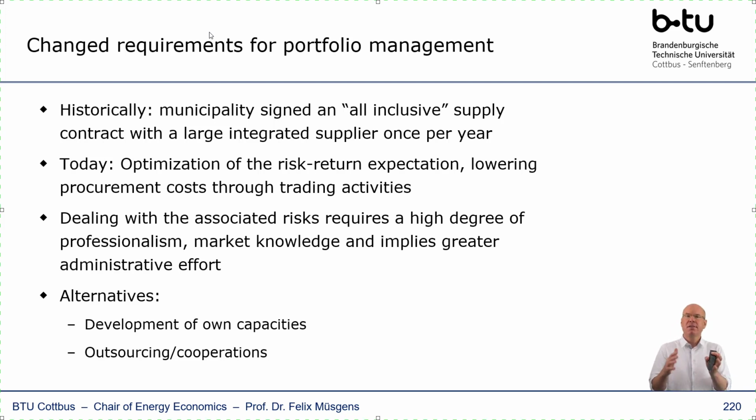Okay, but still, this is modern business. The alternatives for this modern business are you can develop your own capacities and do it yourself, which is kind of a make decision again. Or you can outsource this or cooperate with other companies on this, which is more like a buy decision. So you still get the complex portfolio management and not your once a year all-inclusive contract. You still get the chance to profit from variations in prices, but you're not doing it yourselves.